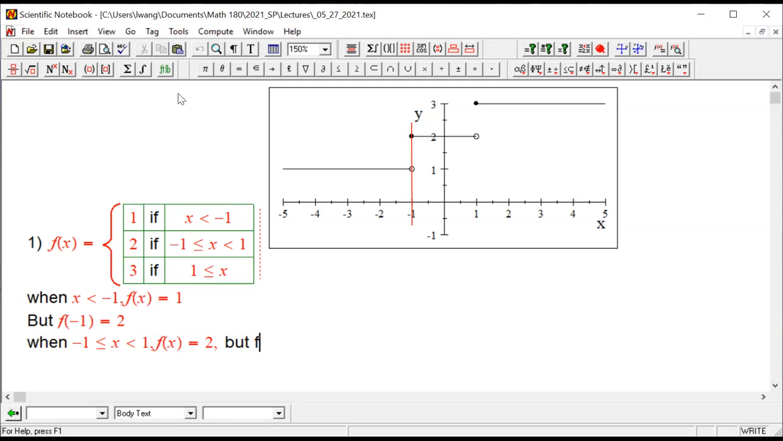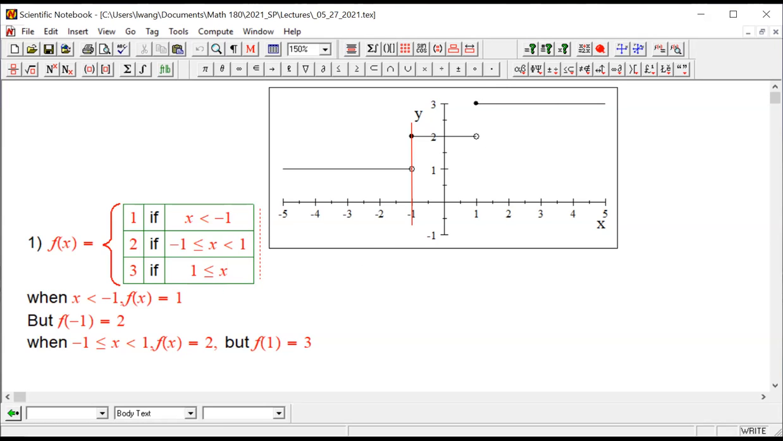But f of 1 is equal to 3, right? Because the second rule does not apply to positive 1. It applies to anything less than positive 1. So when you evaluate f of 1, you have to go to the third rule, because the third rule covers x larger than or equal to 1. So how do we reflect that on the picture?